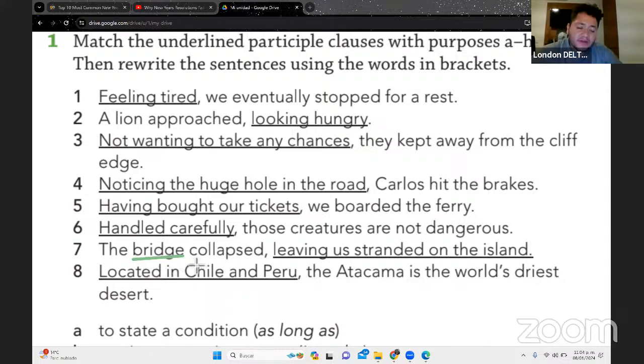Puente colapsó. Leaving us stranded. Stranded es como varados. Dejándonos varados en la isla. The bridge collapsed, leaving us. Aquí fíjense cómo el gerundio... Estoy diciendo que el hecho de que el puente colapsara causó algo, ¿no? Tuvo una consecuencia, más bien. Leaving us stranded on the island.